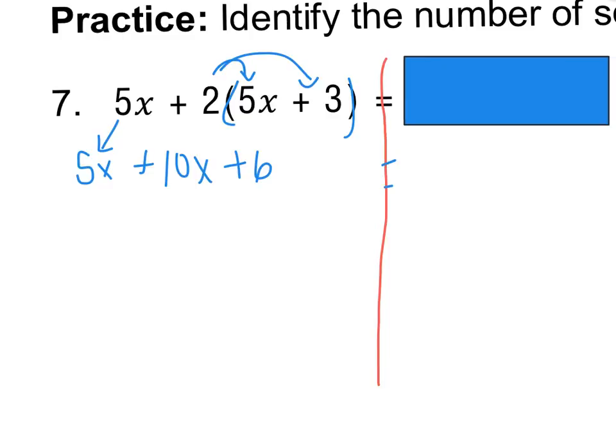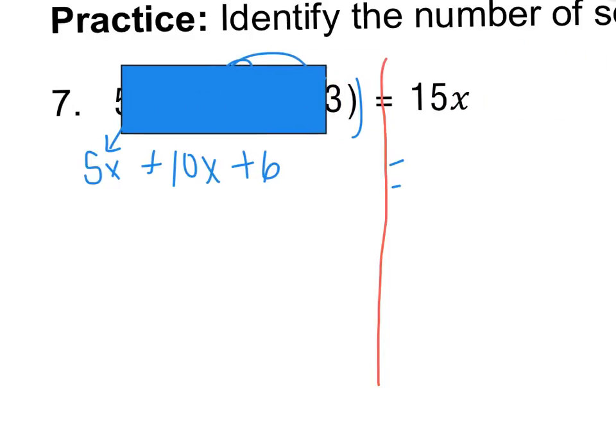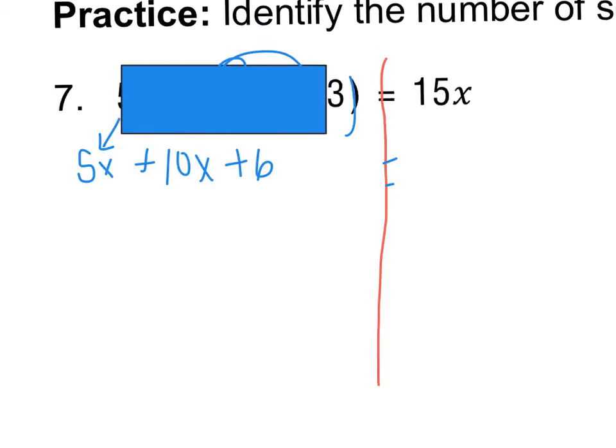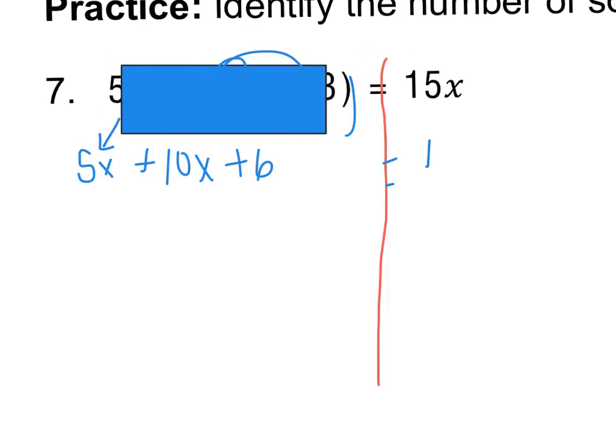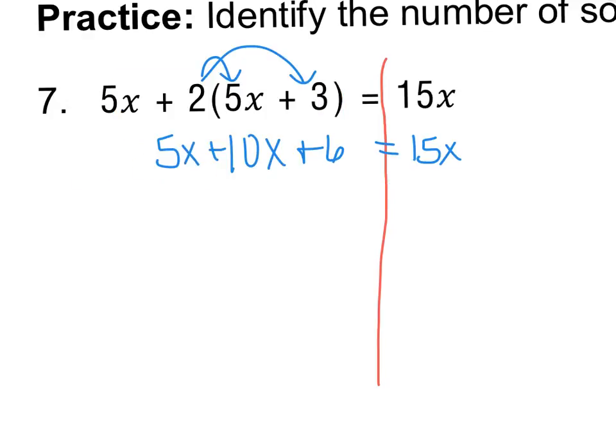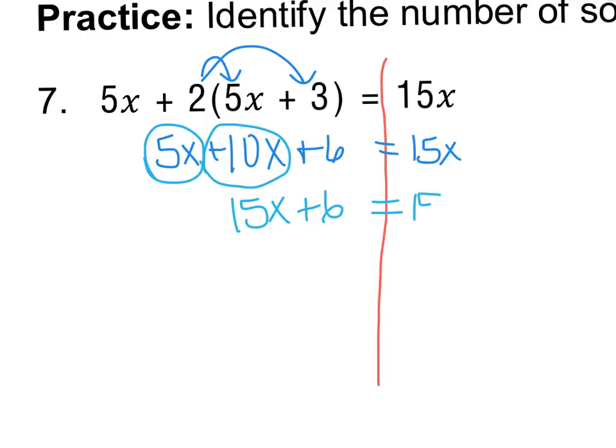Equals, then I'm going to look at my right side there. I can't do anything to that, so it's just going to be 15x. So I'm going to continue my simplification because I notice I have a 5x and a plus 10x. So I can combine those together. So I end up with 15x plus 6 equals 15x. So I'm going to label my sides as my x's and my numbers.